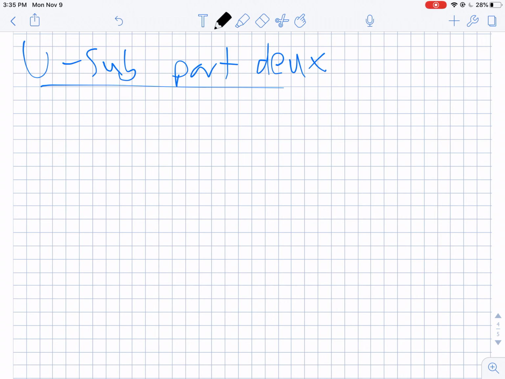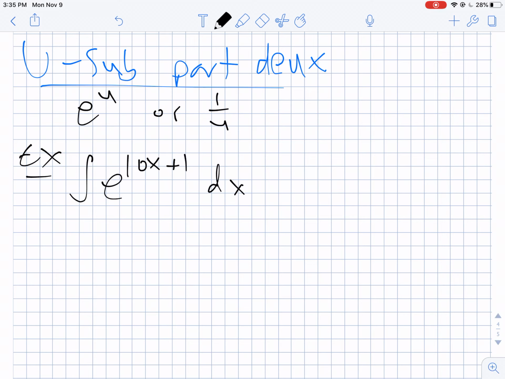So this is part D. We're going to be doing some problems with e to the u or 1 over u today, looking at a couple more like that. So let me give a few examples here. So suppose we have the integral of e to the 10x plus 1. Now, none of the problems today are going to use any necessarily new strategies. We're still doing a u sub, just looking at different contexts.